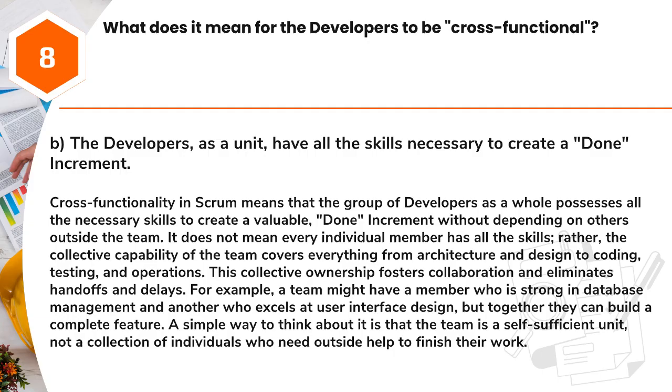For example, a team might have a member who is strong in database management and another who excels at user interface design, but together they can build a complete feature. A simple way to think about it is that the team is a self-sufficient unit, not a collection of individuals who need outside help to finish their work.